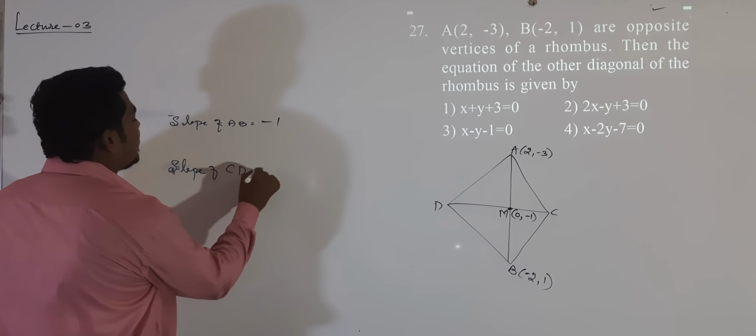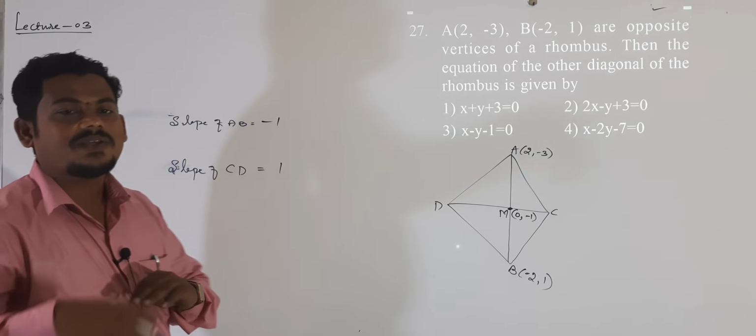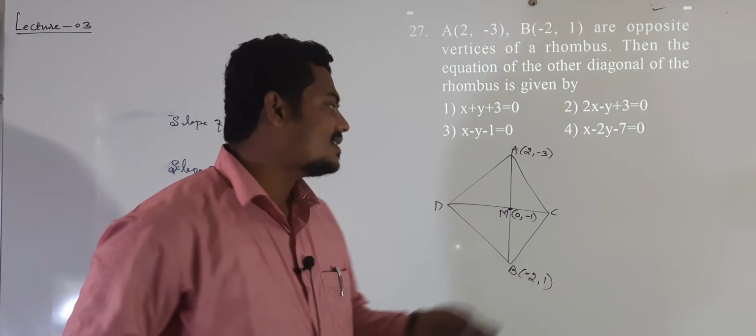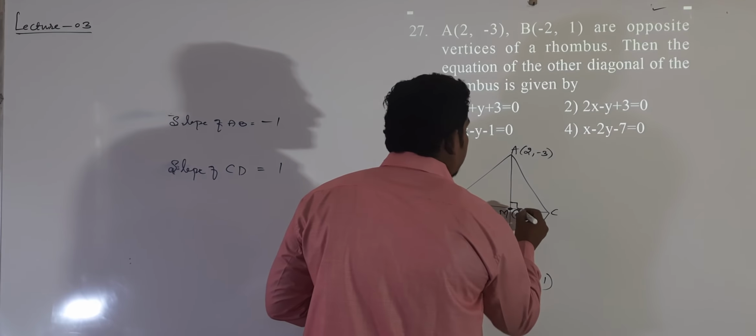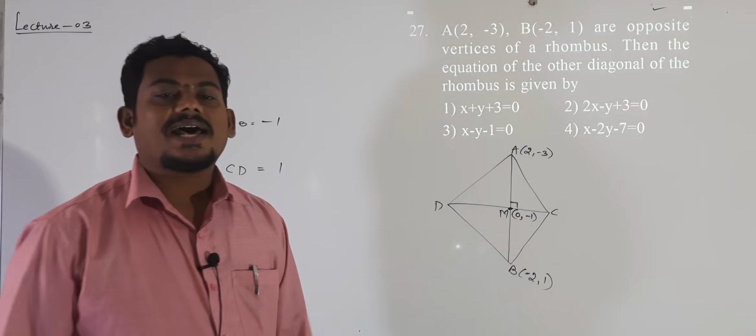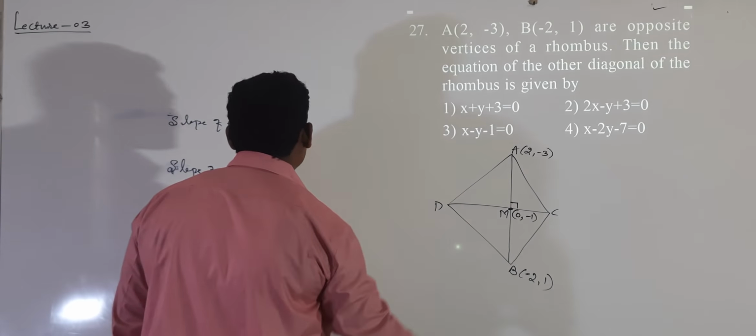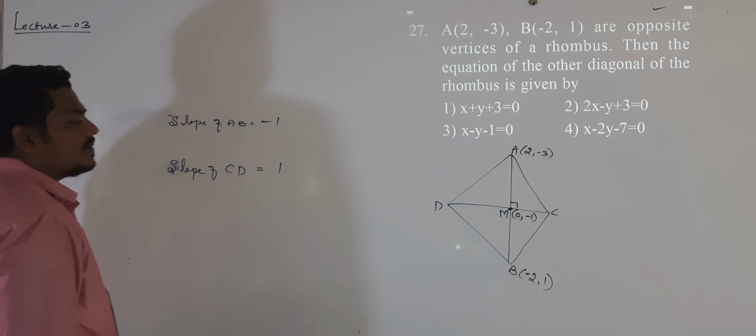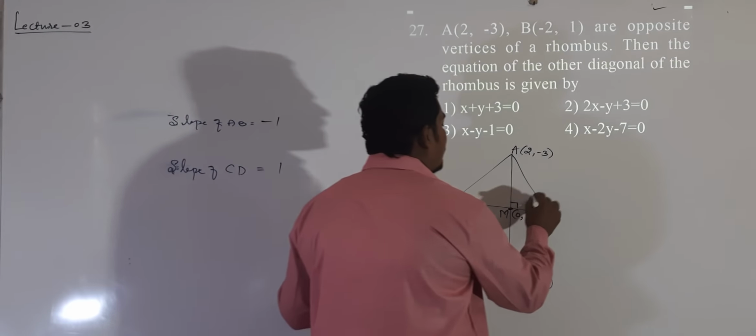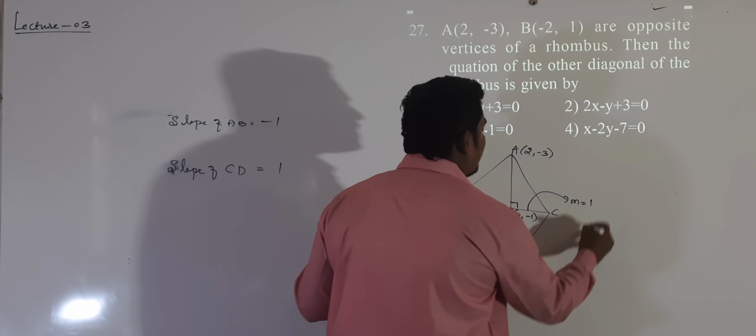Slope of CD line is equal to plus 1. Why? Because it is the negative reciprocal of the slope of the other line. Why? Because in a rhombus, diagonals are perpendicular to each other. Clearly in a rhombus diagonals are perpendicular to each other. Now find the equation of CD. Clearly its slope is the m value. What is the m value? Plus 1.